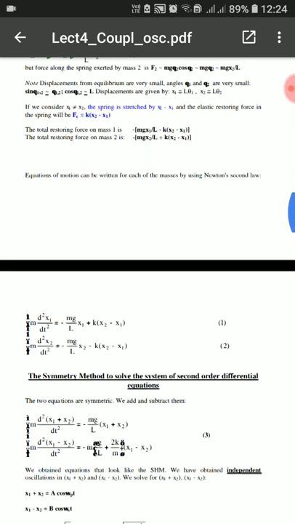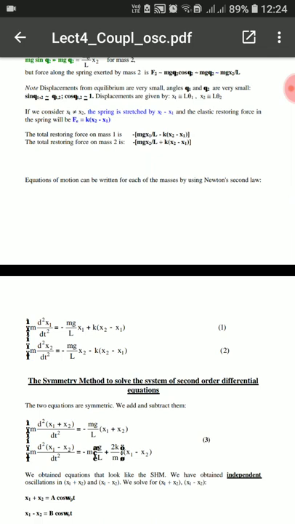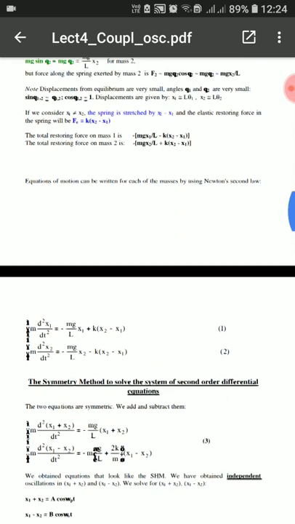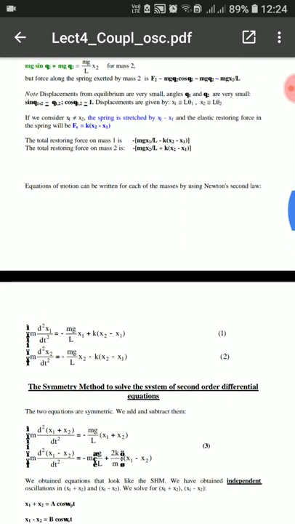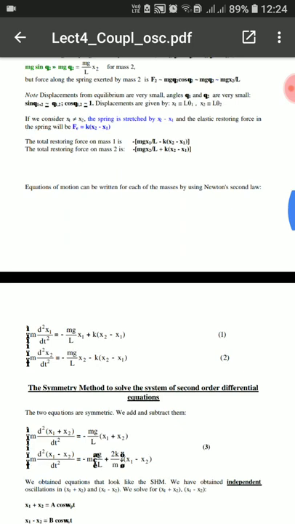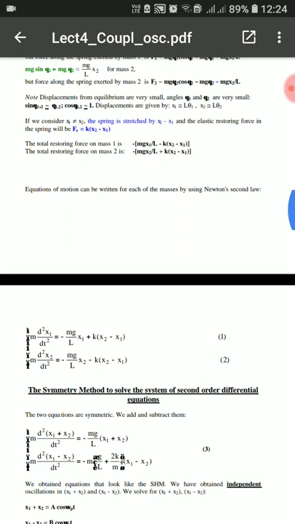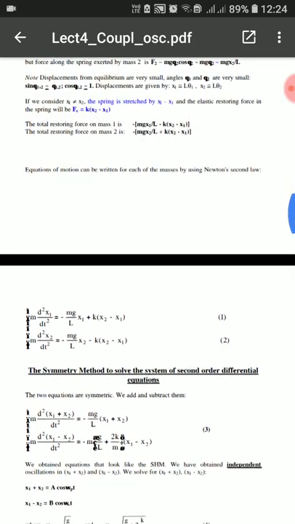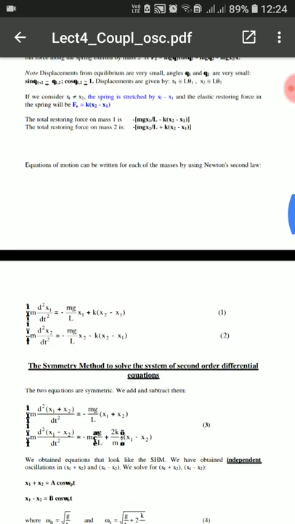If we consider x1 not equal to x2, the spring is stretched by x2 minus x1 and the elastic restoring force in the spring will be k into x2 minus x1. The total restoring force on the mass m1 will be minus mg x1 over L plus k into x2 minus x1. Similarly for m2, it will be minus mg x2 over L minus k into x2 minus x1.